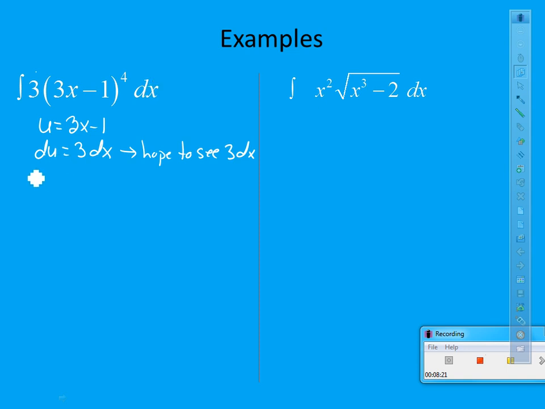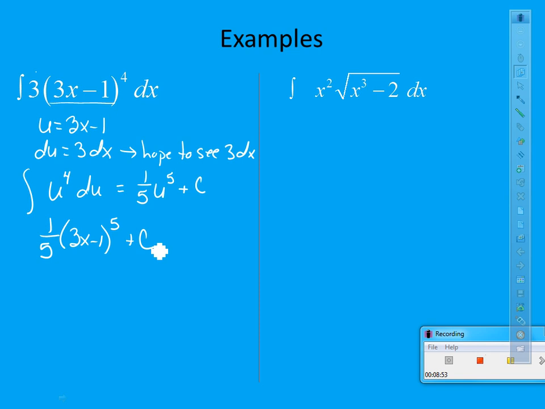When I rewrite this then, I've got the antiderivative of, this part is my u, so I got u to the 4th. The 3 dx becomes du. Notice that at this point I have no x's, everything's u. So this really becomes 1/5 u to the 5th plus c. Now sub this back in. Answer: 1/5 times 3x minus 1 to the 5th plus c. So there's my answer.